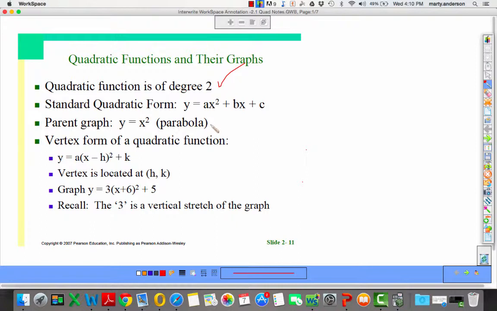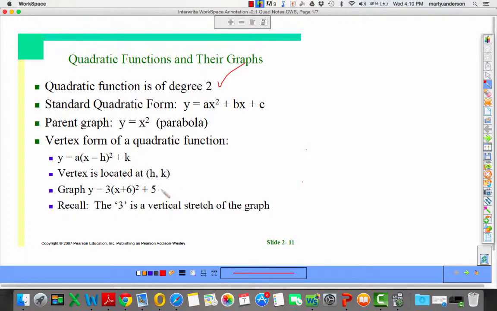Okay, so something that probably is a little bit of review, but the vertex form of a quadratic equation is y equals a times x minus h squared plus k, where the vertex is at h and k. Remember, when we do it inside the parentheses, that's going to move us right or left. Outside is going to move us up or down.